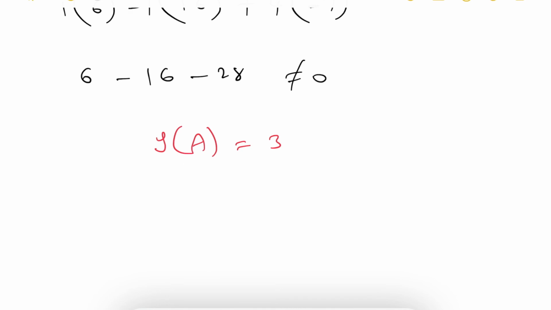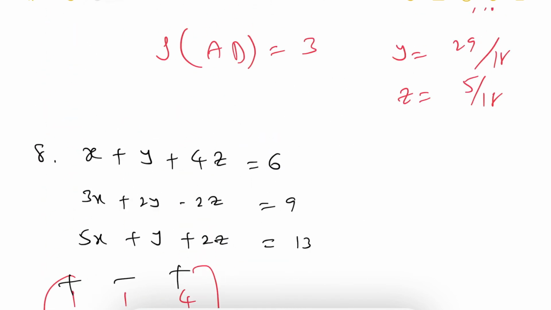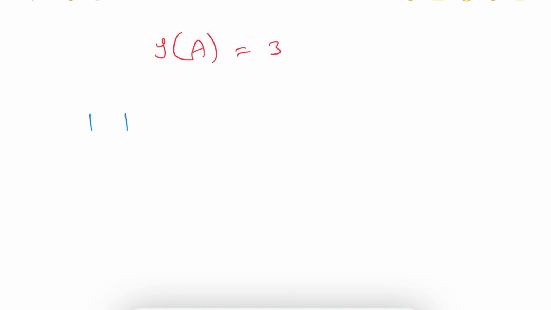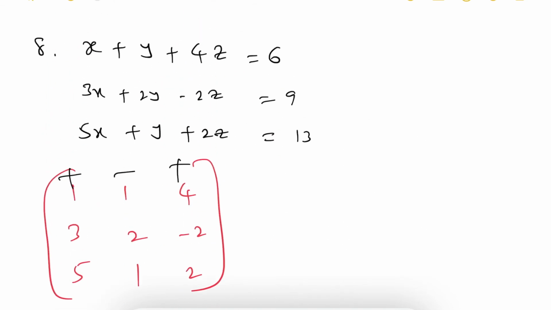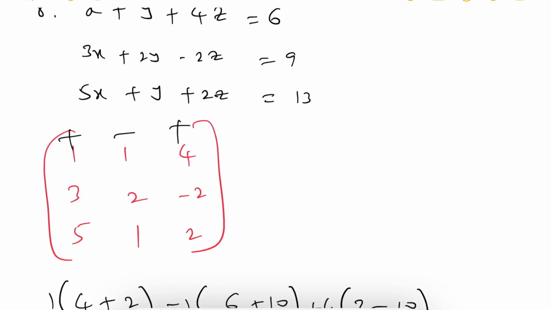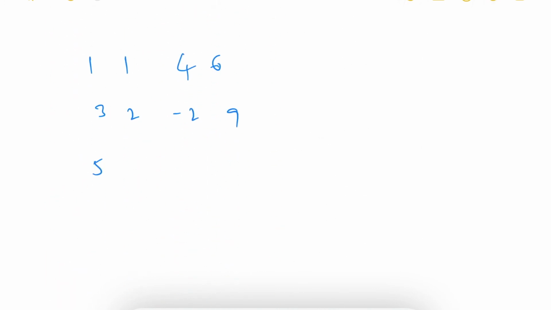Now let us write the augmented matrix. So just adding one more column, that's it. 1 1 4 6. Next comes 3 2 minus 2 9. Then 5 1 2 13. Okay, done.